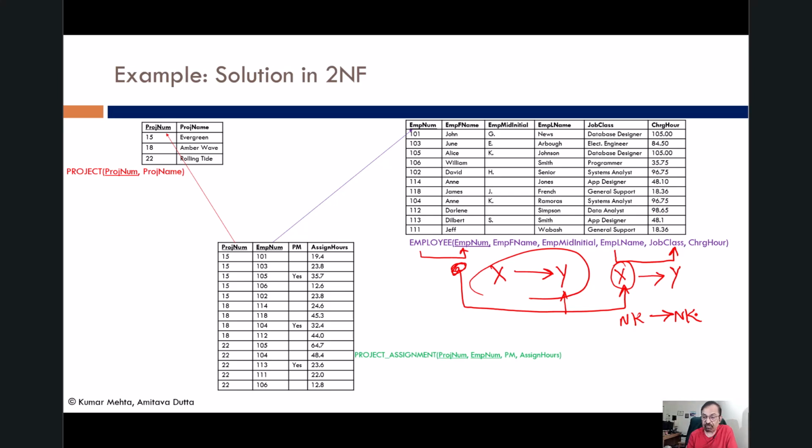So if I just looked at this table and all I knew was second normal form, the logic would be that here are the dependencies. Employee number determines job class.